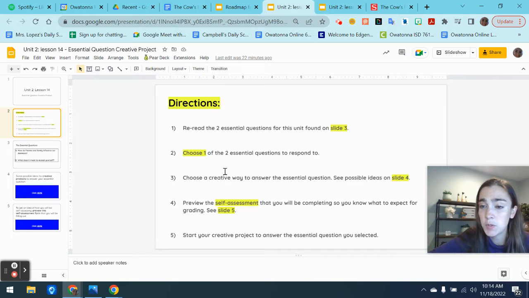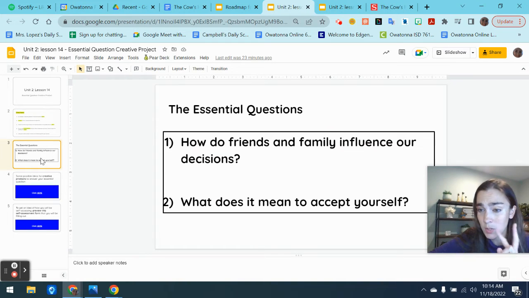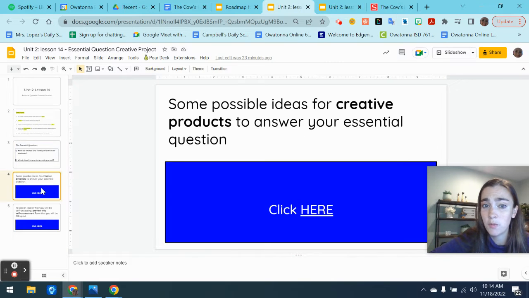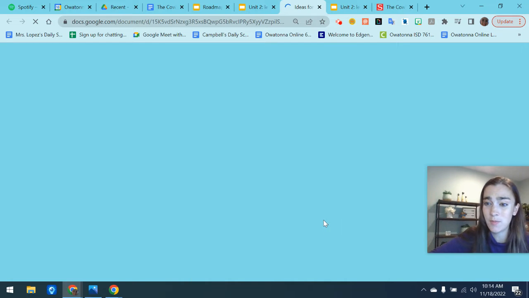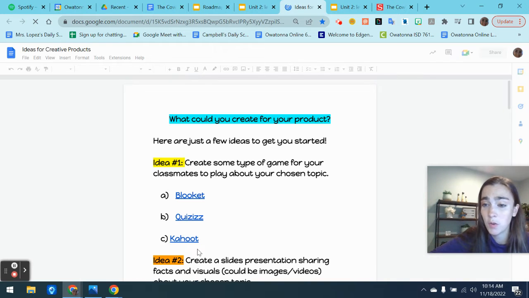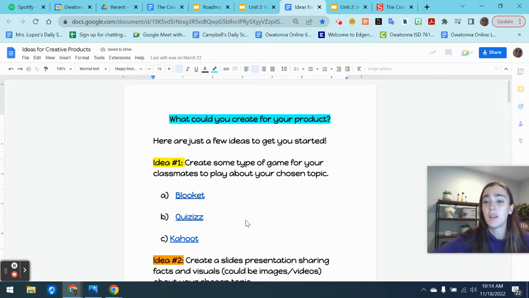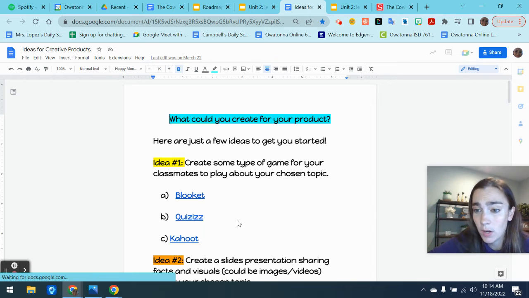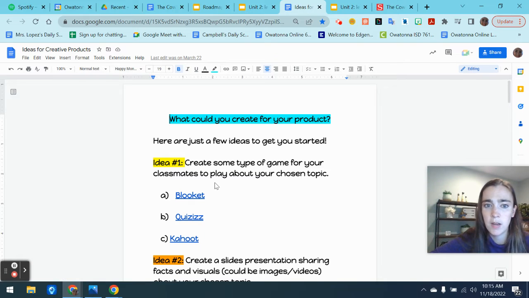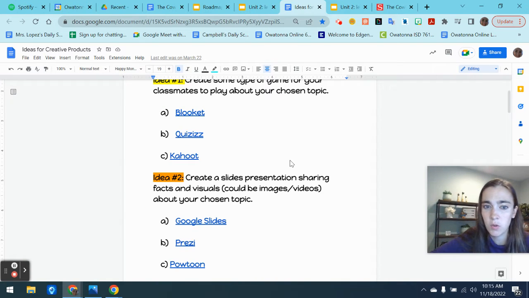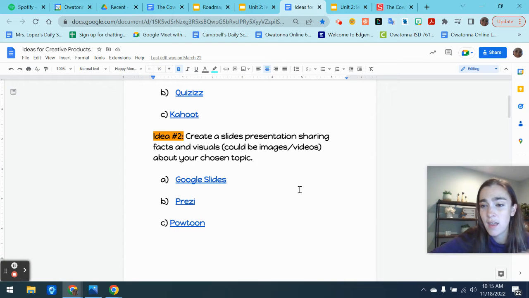Step number 3, choose a creative way to answer the essential question. See possible ideas on slide number 4. So once you've selected one of the two essential questions to focus on, you're going to go to slide 4. You're going to click on where it says click here. And this has all types of ideas for how you could creatively show your understanding of the essential question. How would you want to answer that essential question? So there are some possible ideas. You could create a game, like a Blooket or Kahoot. You could create a slides presentation, which usually is not the most creative, but it would work.